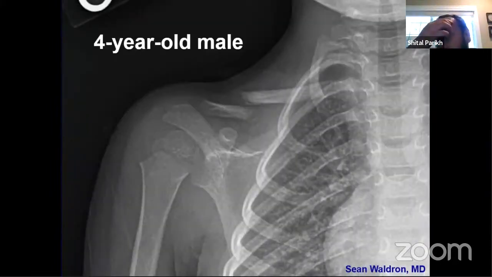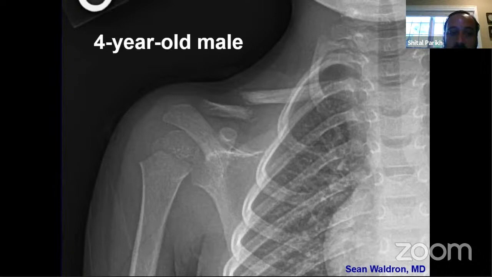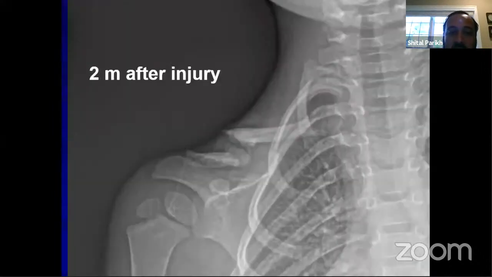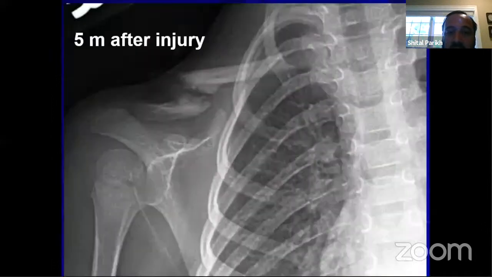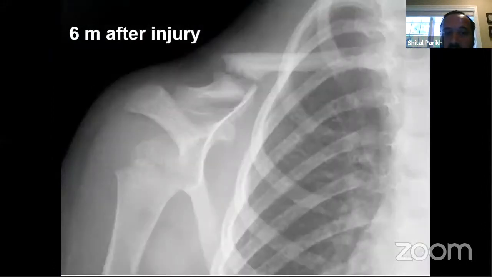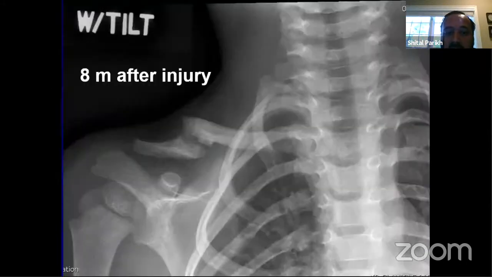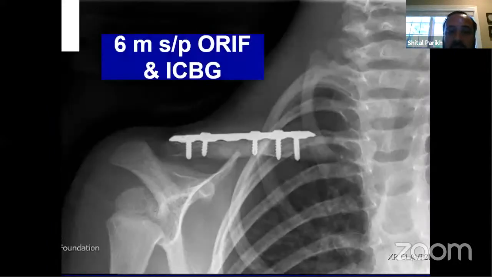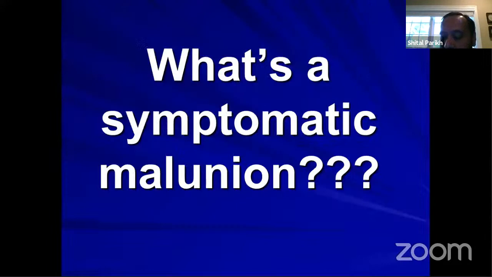Here's a 4-year-old male. This was a patient of one of our fellows who was in practice in New Orleans. He had sent us this patient, 4 years old. This is 1 month after injury, this is 2 months after injury, 4 months after injury, 5 months, 6 months, 8 months, and then he underwent surgical treatment, and this is 6 months follow-up. So you could see even in a 4-year-old, it's possible that they can have a non-union.